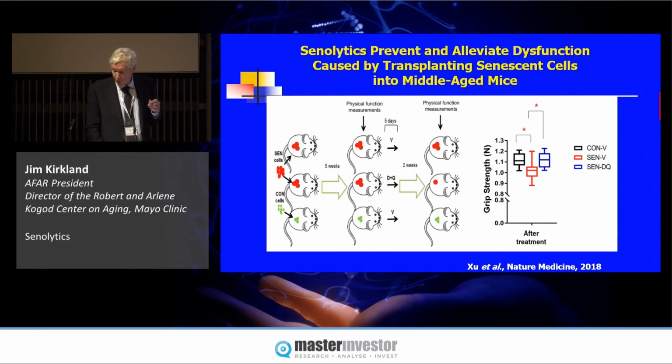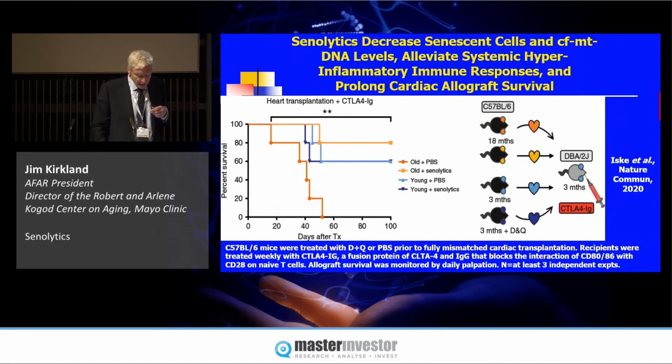Those transplanted animals, if we treat with senolytics, we prevent them from becoming frail, so their grip strength, their ability to run on a treadmill, the various kinds of things that Janet was talking about related to frailty are alleviated. In the heart transplanted animals, if we treat with senolytics, the old animals that are transplanted with old hearts die early. Animals transplanted with young hearts don't. And if we treat with senolytics, either the donor, the recipient, or the host, we're able to reduce that death.